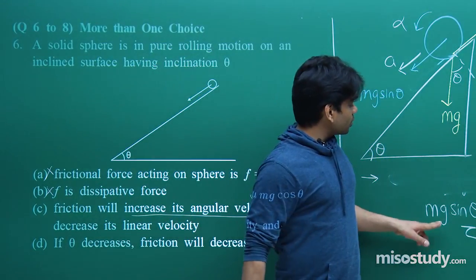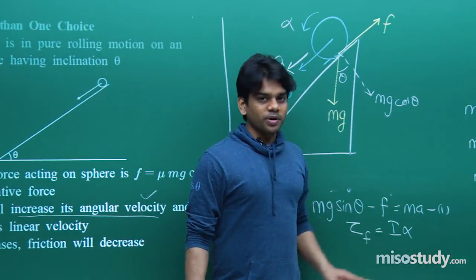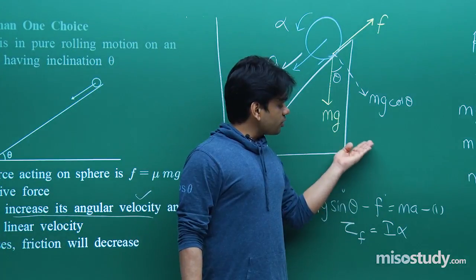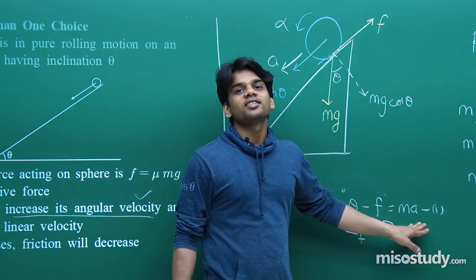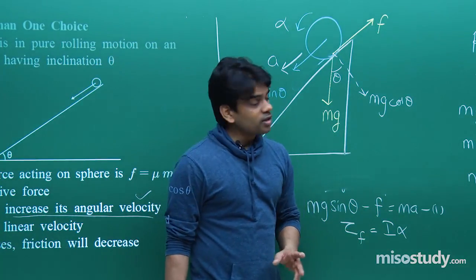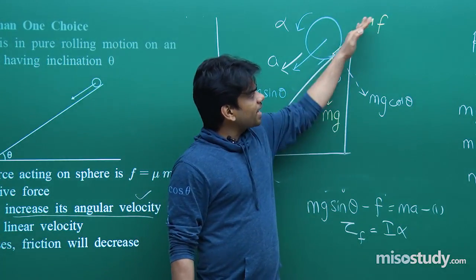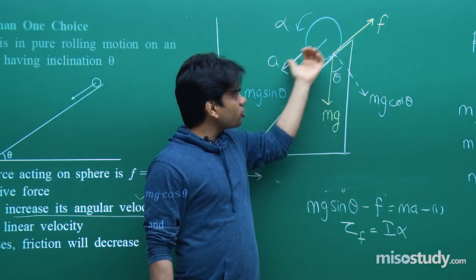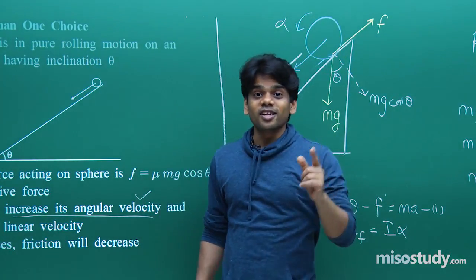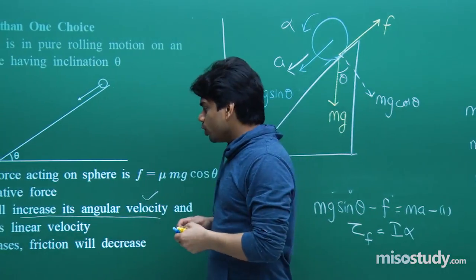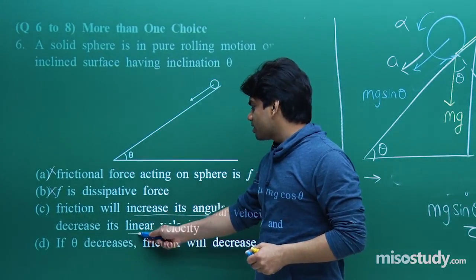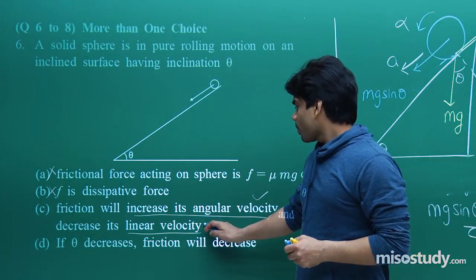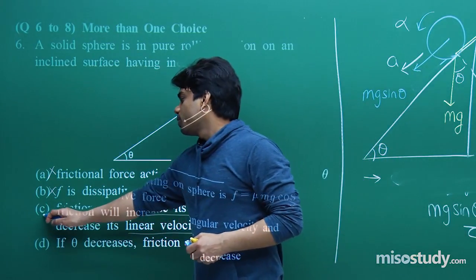And decrease its linear velocity. You see here, mg sin theta minus f is equal to ma. Here it is in negative. That means the more the friction force, the less will be the value of linear acceleration. That is, it is going to decrease the linear velocity. Frictional force is acting along this direction, opposite to the direction of motion of the body. It's going to decrease its linear velocity. That is the beauty of JEE Advanced questions. They are asking such questions which are conceptually very deep. This is also correct. So option C will be correct.